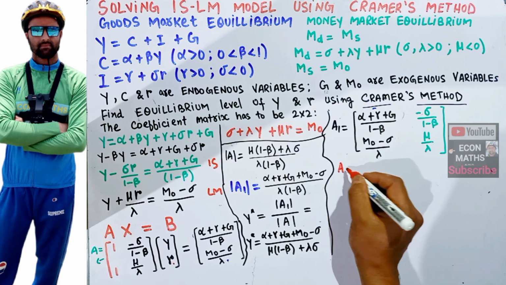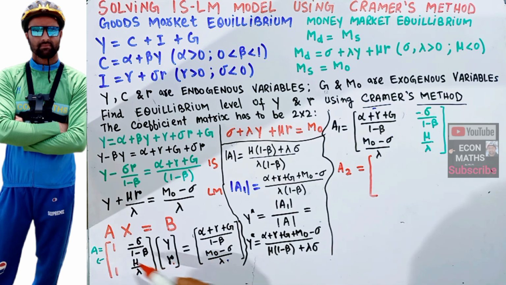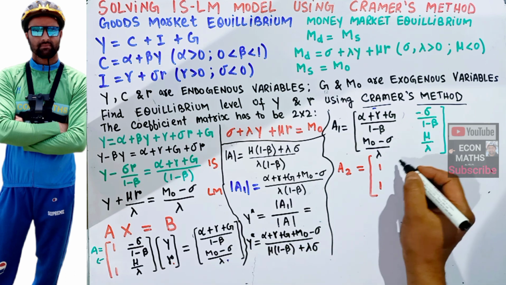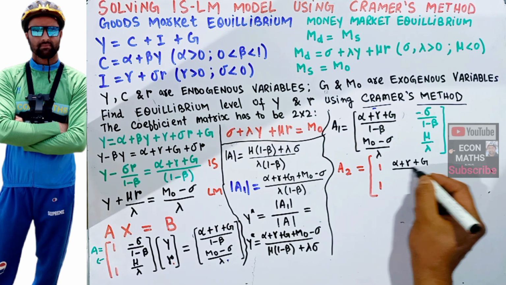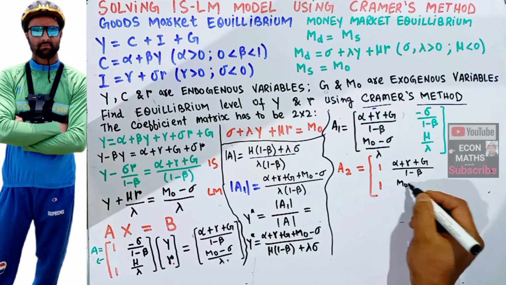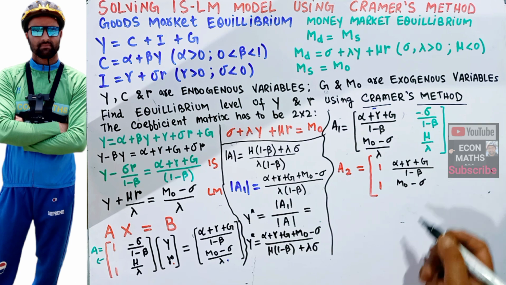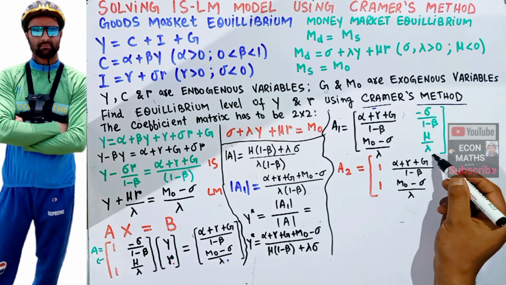So let's denote it by A2. So A2 will be equal to, so 1 and 1 will remain the same. Now this stuff will be replaced by this stuff. So we have alpha plus gamma plus government spending divided by 1 minus beta, where beta is the marginal propensity to consume, I guess. Yes, it is. And we have here money supply minus rho divided by lambda, sorry.